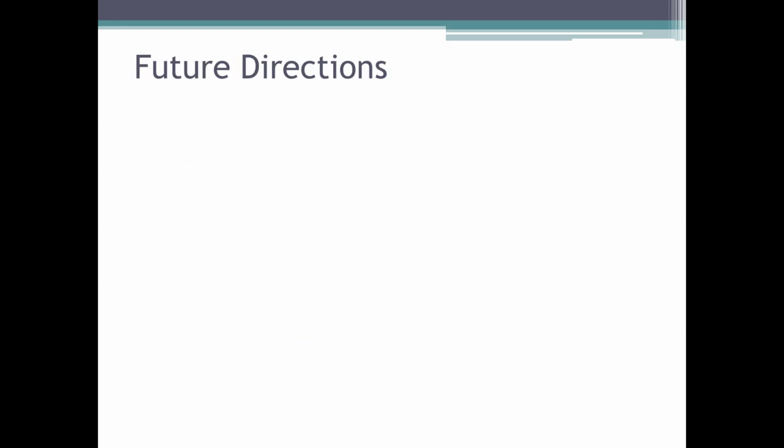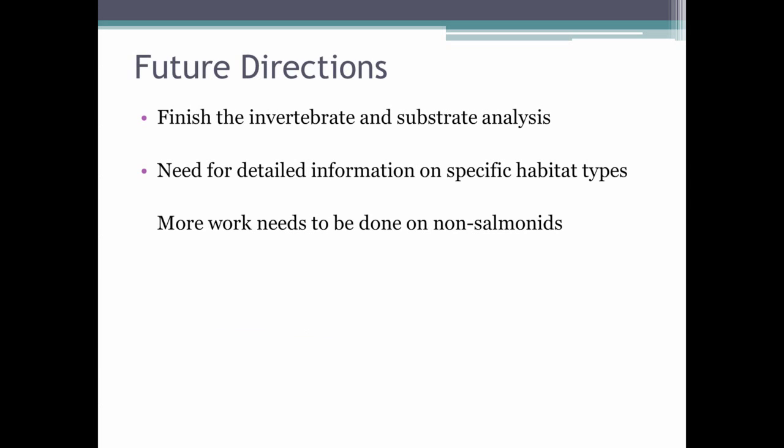So where does that leave us now? Well, we still basically have to finish off the invertebrate and substrate analysis. We need a little bit more information on some of the specific habitat types and utilizations. More work needs to be done on non-salmonids because there certainly is a connection there with restoration. That biodiversity optima needs to be investigated. As I was alluding to in my conclusions, we certainly need a longer data set in order to draw more definitive conclusions about what's happening in response to restoration.